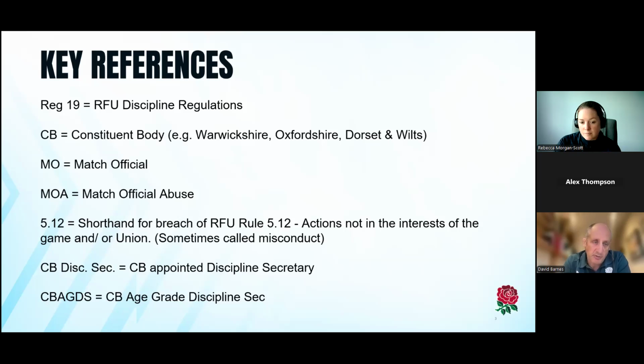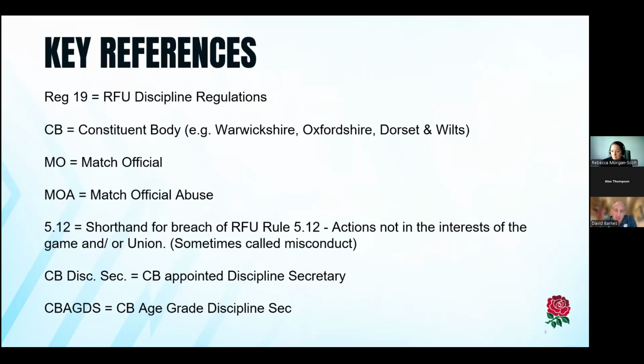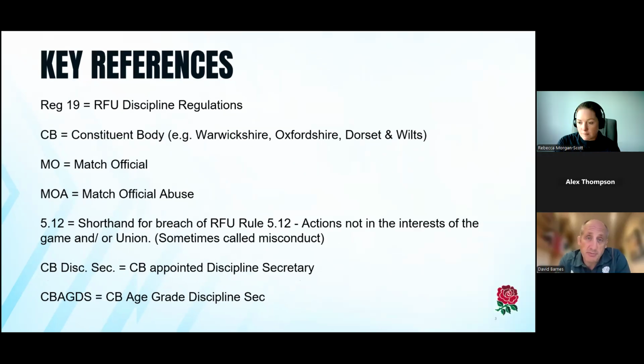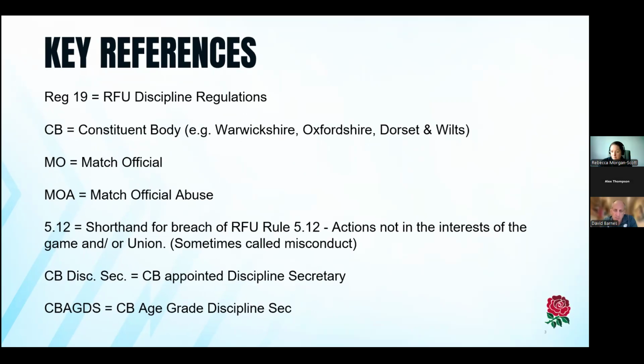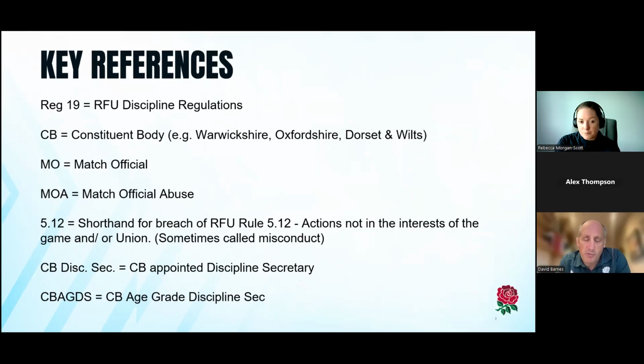We tend to use abbreviations, so apologies if we do that. To make sure everyone's on the same page, if any of us say Reg 19, that is the RFU discipline regulations, Regulation 19. CB is a constituent body, so your local county or area, so Oxfordshire, Dorset and Wilts. MO is match official. MOA is match official abuse. I don't think we're going to talk too much about match official abuse tonight. If you hear the abbreviation 512, that's shorthand for misconduct charges or charges contrary to the interests of the game.